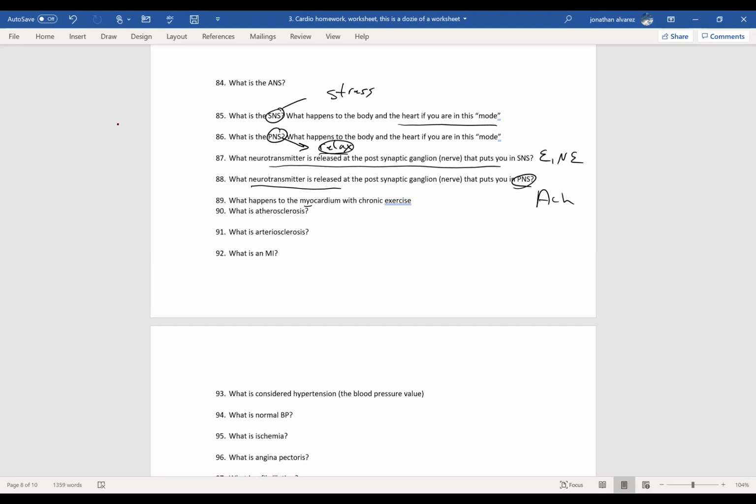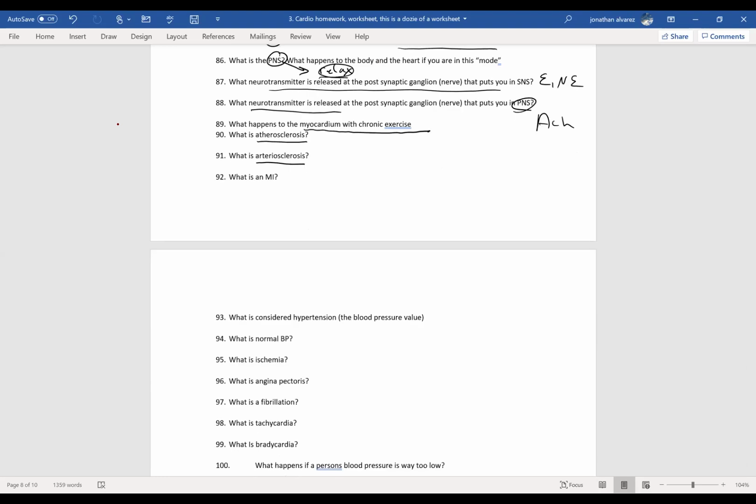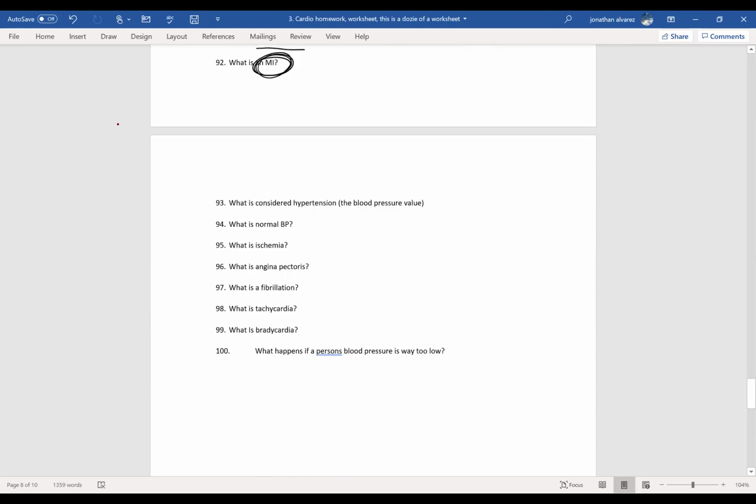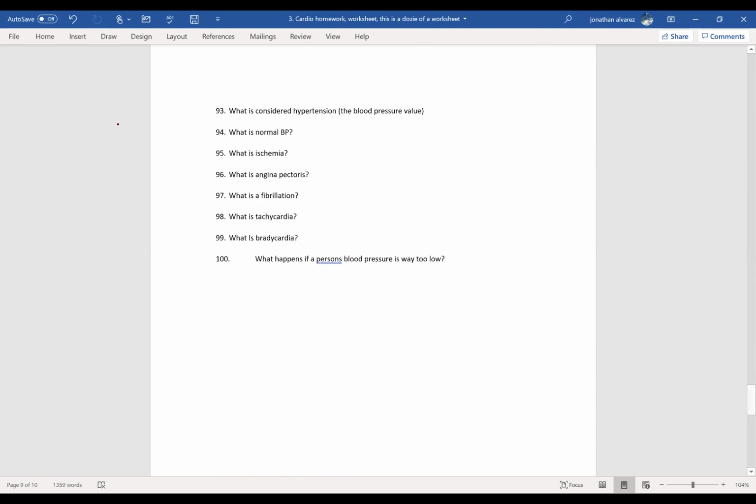The myocardium will enlarge with chronic exercise, not a bad thing. It's a muscle, it just increases in size. Atherosclerosis is deposits on the inside of the walls of the artery, and arteriosclerosis is hardening of the artery. MI is myocardial infarction or heart attack. And if a person's blood pressure is way too low, they can pass out.